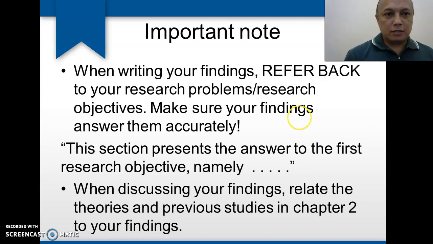Important note: when writing your findings, refer back to your research problems or research objectives. Make sure your findings answer them accurately. For example, you can write, "This section presents the answer to the first research objective," and then you rewrite your research objective from your chapter 1 here, so that you won't forget that you have to answer this.